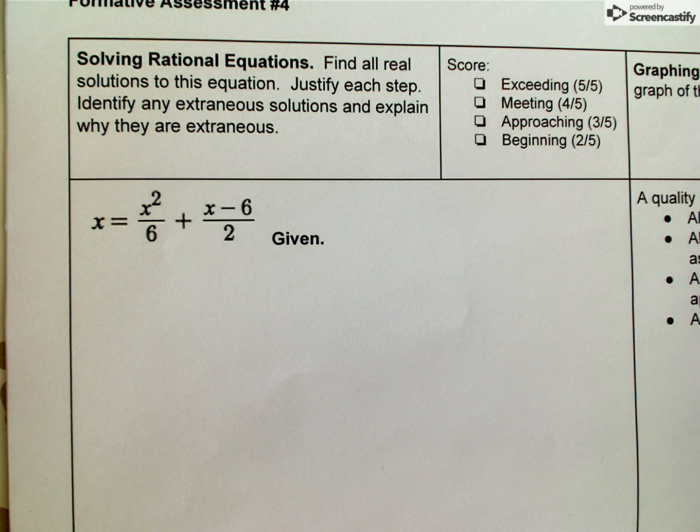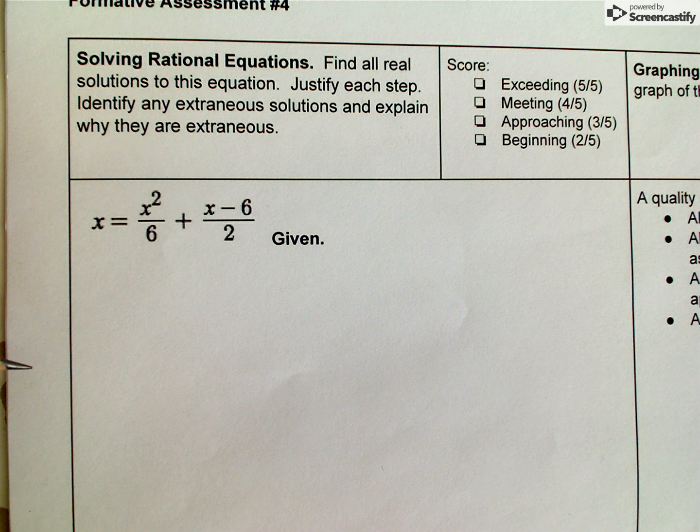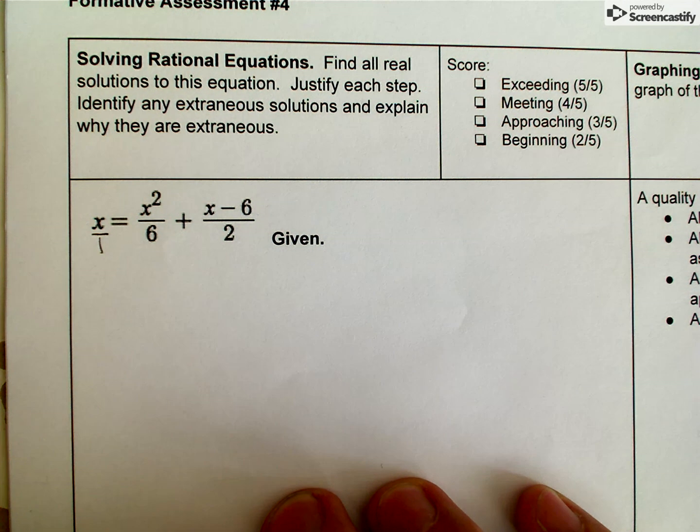Well, here we are with a rational equation. It's rational because it has a set of 3 rational expressions in it, actually. And a rational expression is any polynomial divided by any other polynomial. This one, of course, is just x divided by 1, which turns it into a rational expression.